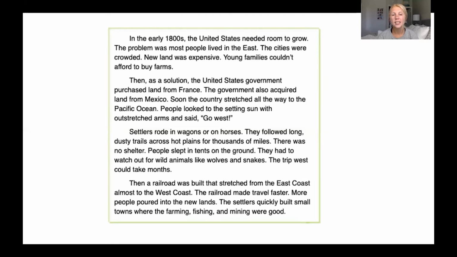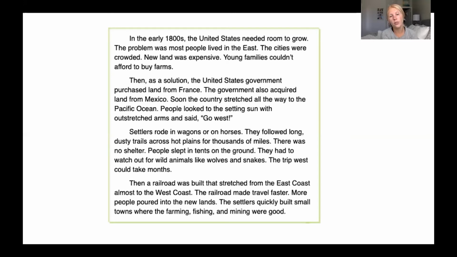People looked to the setting sun with outstretched arms and said, "Go west." Settlers rode in wagons or on horses. They followed long, dusty trails across the hot plains for thousands of miles. There was no shelter. People slept in tents on the ground. They had to watch out for wild animals like wolves and snakes. The trip west could take months.